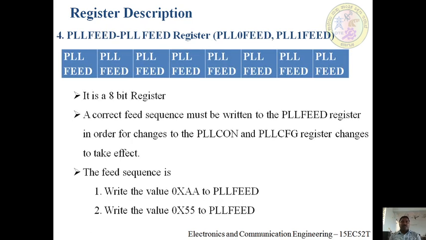Then the PLL feed register. In this register, as I said, you write AA and 55, which looks like a clock, alternating 1s and 0s. When you write this sequence AA and 55, only then will the values we have stored in the PLL configuration register and the control register become effective. That is, they take effect only when AA and 55 are loaded into the PLL feed register.